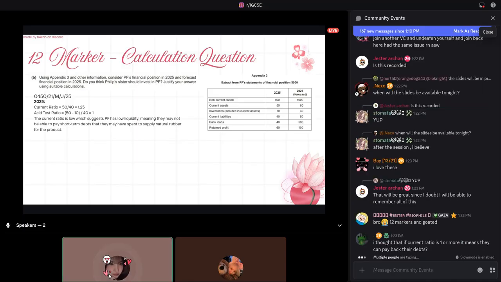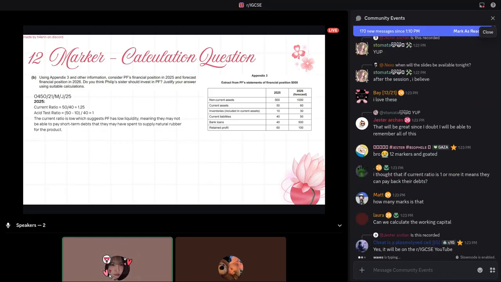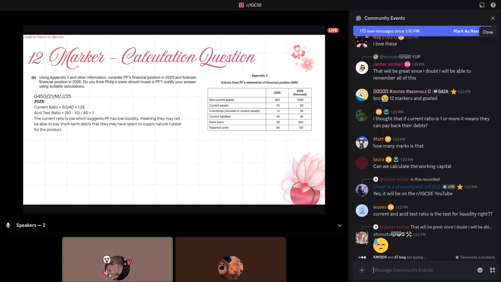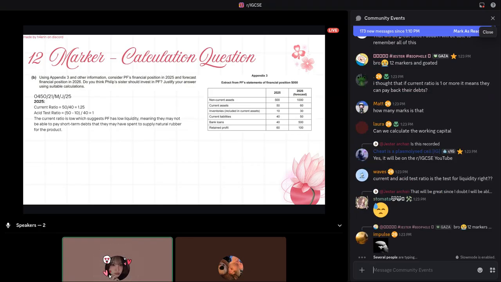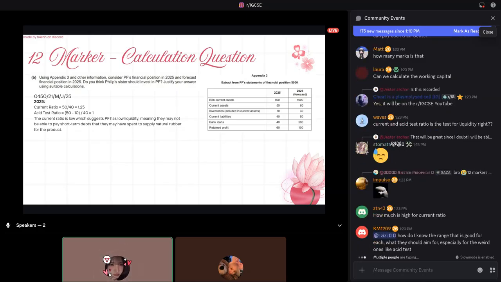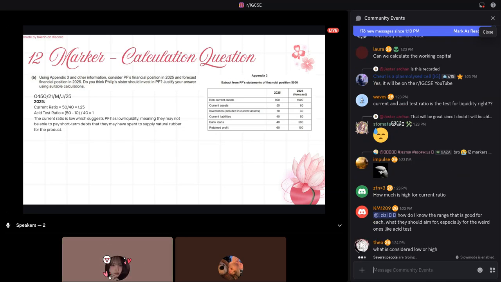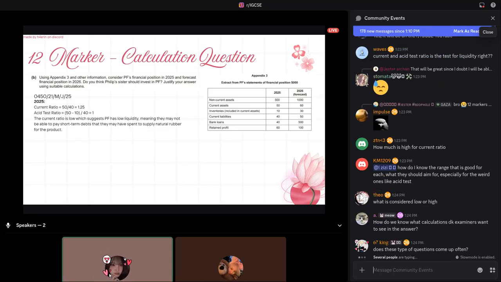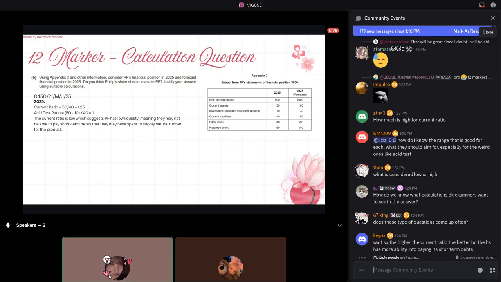So you can see the current ratio is low, which suggests PF has low liquidity, meaning that they may not be able to pay short-term debts that they may have spent to supply natural rubber for the product. So you can see I already put a level 2 answer, which is my calculation, and I've also added application, which is the natural rubber. For what is considered high and low, I will be discussing that later in the finance chapter, okay?